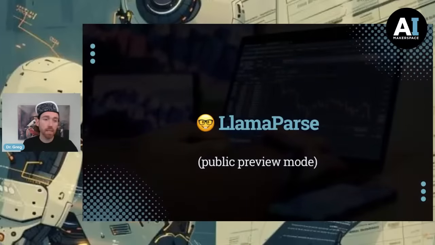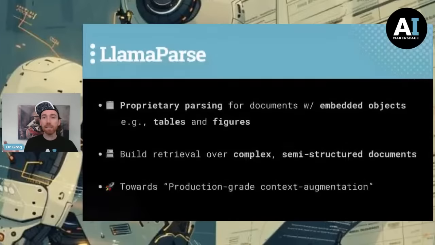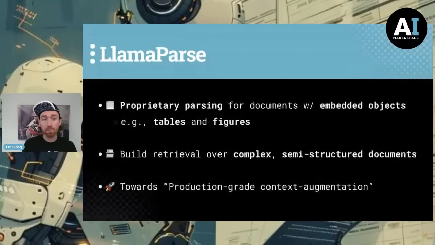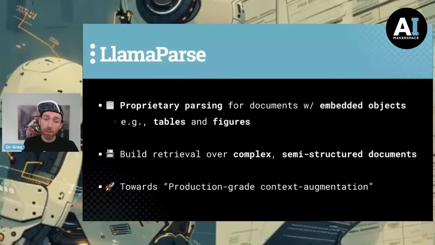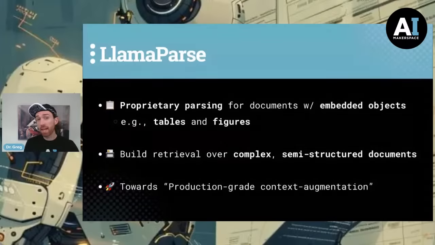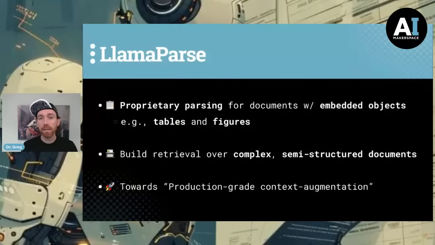And really, LlamaParse, at the highest level, is proprietary, and it's a parsing algorithm for documents that have embedded objects. So we read that it had embedded table and figure capability. We wanted to check this out. It's also allowing us to build retrieval over more complex documents, sort of semi-structured, meaning they have tabular and unstructured data, meaning it's like tables and language data. And then this is all sort of in the spirit of going towards production grade context augmentation.